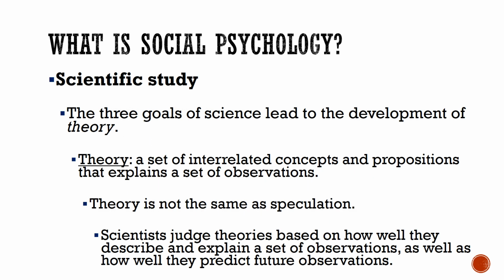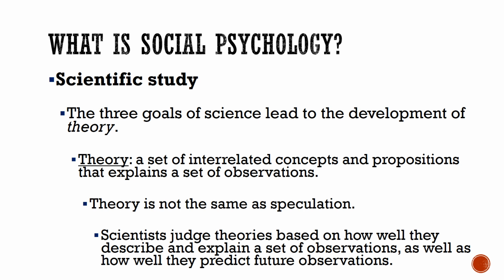The findings of science ultimately lead to the development of theory, which is a set of interrelated concepts and propositions that explains a set of observations. Theory is made up of concepts that help us understand and talk about a set of observations, explain the causal relationships between the concepts, and help make predictions about the causal relationships between the concepts in the future. So, unlike what you might hear in everyday talk, theory is not the same as speculation. It is a set of interrelated concepts and propositions that help people understand, explain, and predict a set of observations.